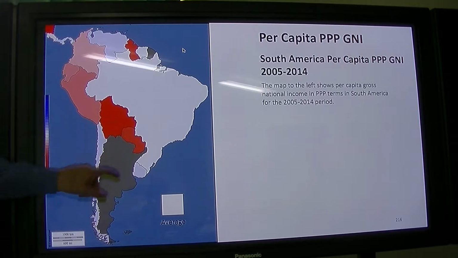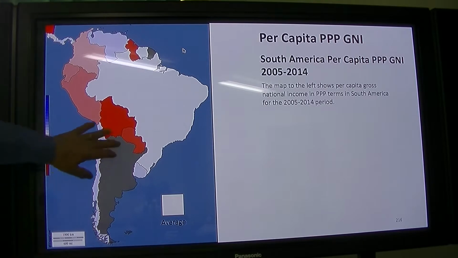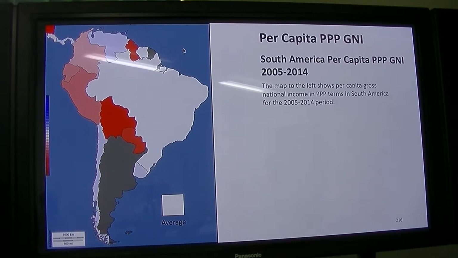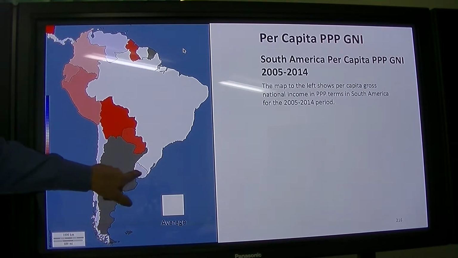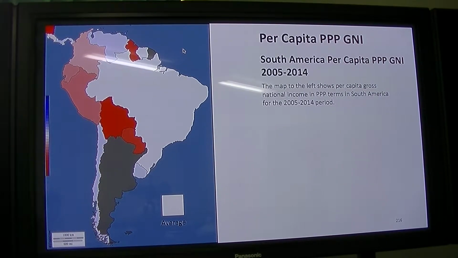We don't have data for Argentina. I think the reason is that Argentina hasn't really been publishing prices. It's hard to get real prices. You can see Chile is a little bit above the global average. Uruguay is a fairly wealthy country. Brazil is about world average, but you can see these Andean countries are below world average.